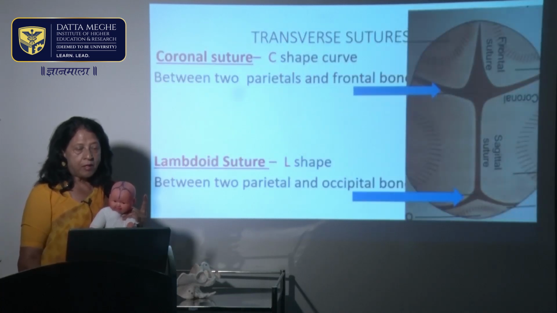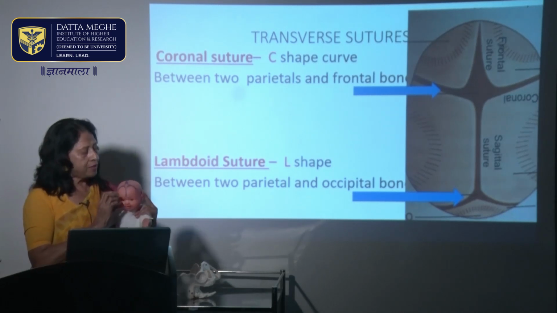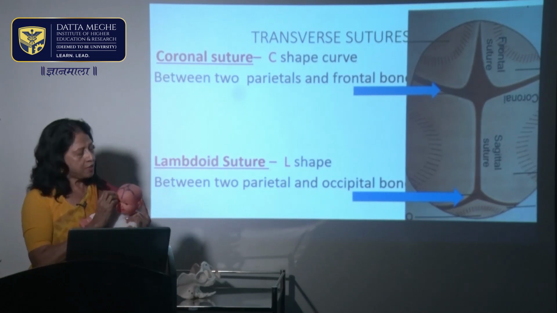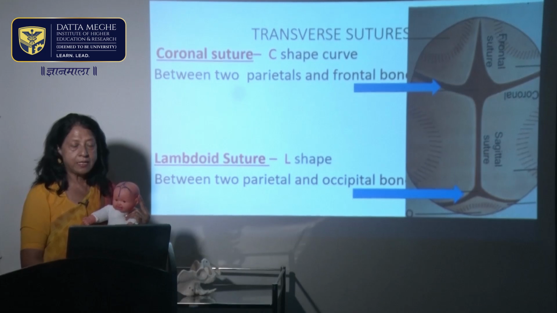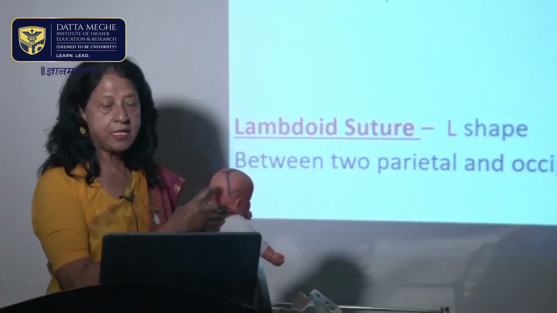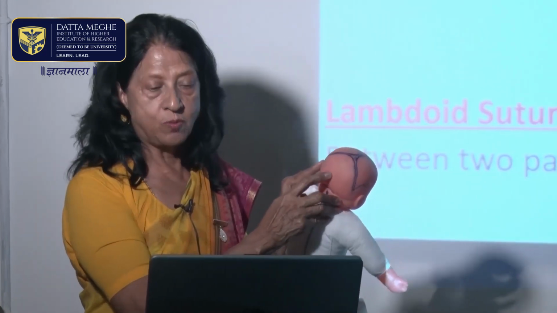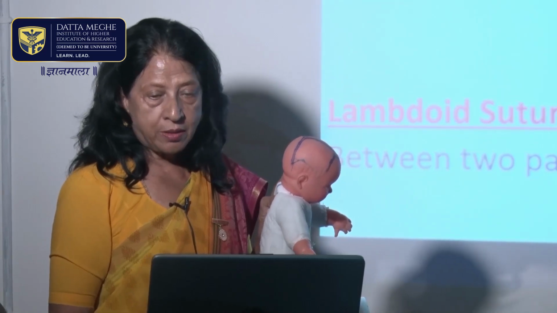However, there are transverse sutures also. The one transverse suture which is in front is C shaped. This one is known as coronal suture. It is in between the parietals and the frontal bone. Lambdoid suture is posteriorly placed. It is L shaped. It is in between the two parietal and the occipital bone. So, these are the transverse sutures.